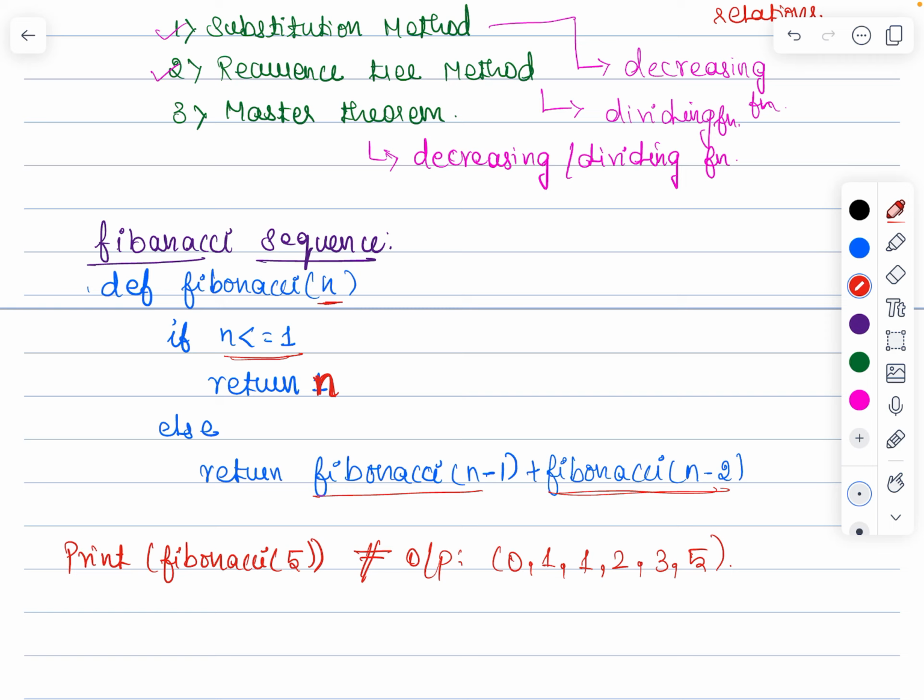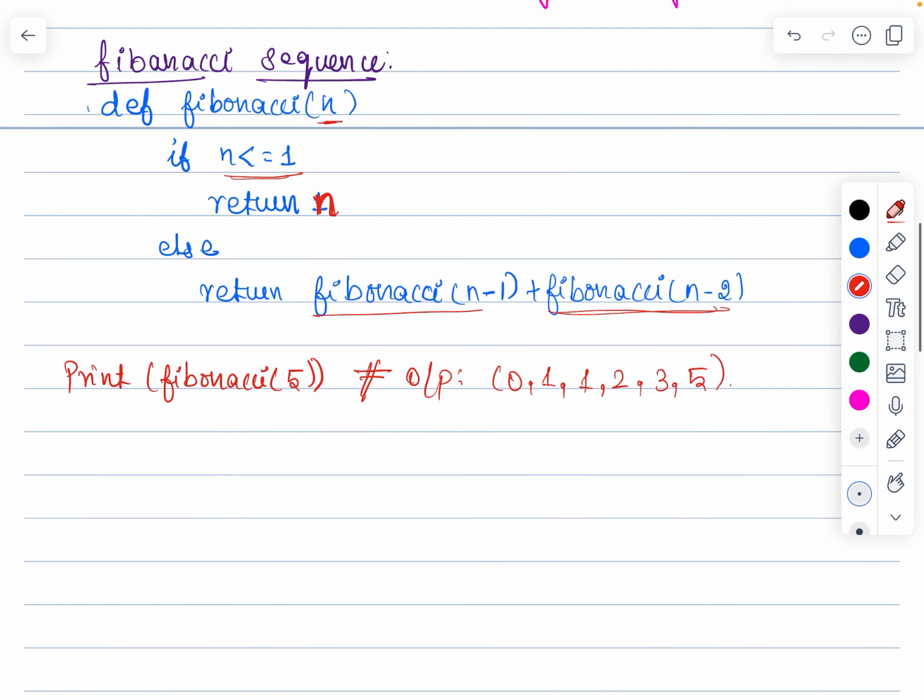So, how can the recurrence relation be framed for this Fibonacci sequence? This is going to be the recurrence relation. F of n equals, every time we are calling Fibonacci of n minus 1 and n minus 2, this we call the decreasing function. Here n minus 1 and n minus 2, this is the decreasing function. So, every time we are reducing it, right. So, we call this a decreasing function. This is what the recurrence relation is going to be for printing the Fibonacci sequence.